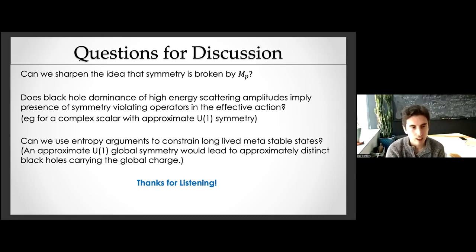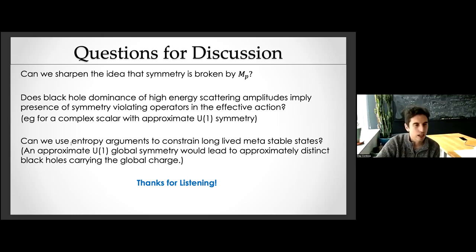So just very concretely, take a complex scalar. It has an approximate U(1) symmetry. If I demand that, can I learn through black hole dominance that there's a symmetry violating operator in the Lagrangian, maybe a very irrelevant operator with an order 1 coefficient in Planck units?